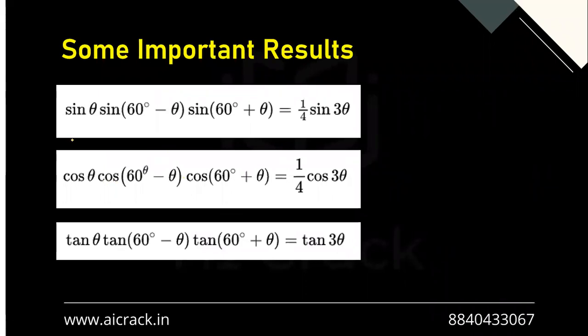So we can generalize it: sine theta, sine 60 minus theta, sine 60 plus theta, regardless of the angle, equals 1 by 4 sine 3 theta. Same for cos. Now for tan, we'll divide both of these equations, so that's why 1 by 4 will be removed. And even for cot, the same kind of generalization can be made, and 1 by 4 will not be there. So cot theta, cot 60 minus theta, cot 60 plus theta equals cot 3 theta.